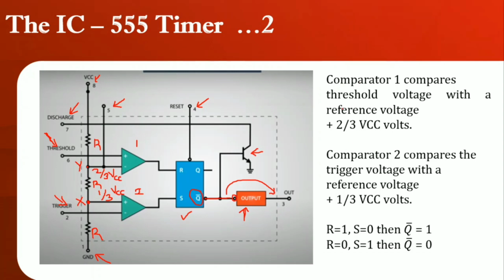Now, look at this. Comparator 1 compares the threshold voltage with the reference voltage, that is 2/3 times of VCC. Comparator 2 compares with 1/3 times of VCC. When reset is 1 and S is 0, the output is 1. When reset is 0 and S is 1, the output is 0. Whereas the actual output is the inversion of this Q.